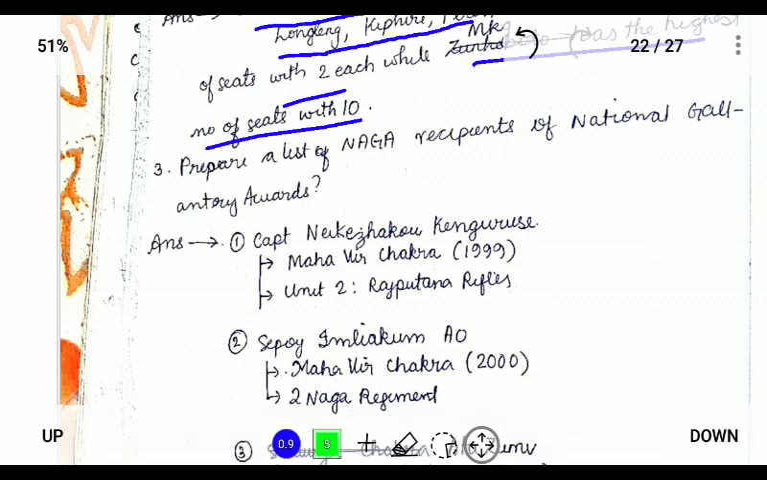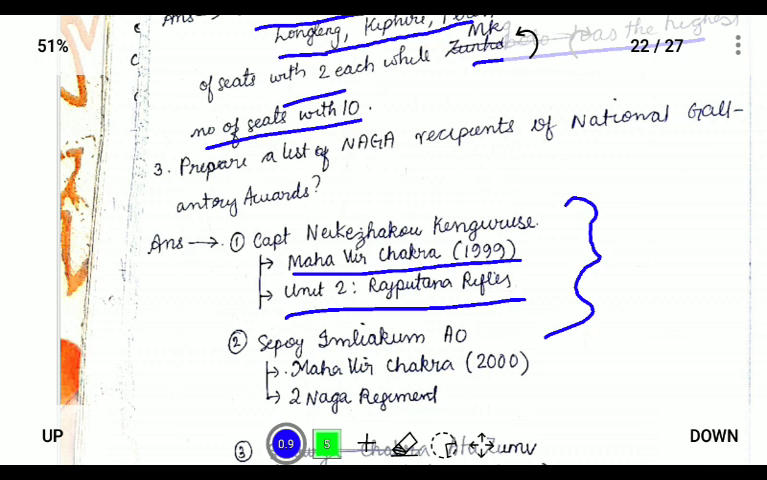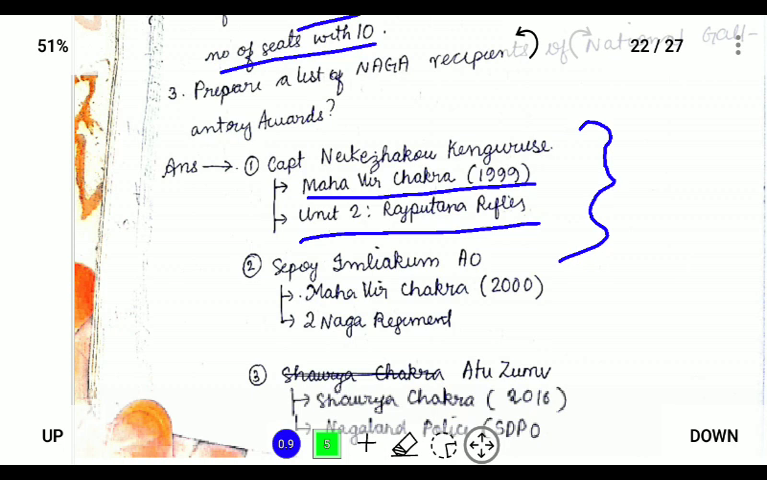Next, prepare a list of Naga recipients of National Gallantry Award. So the question is trying to ask how many Nagas have won Gallantry Award at the national level. So the first person to remember is Captain Neikezhakuo Kengurüse. He was awarded the Mahavir Chakra in 1999, and he belonged to the Rajputana Rifles, and he was very famous during the Kargil War of 1999, where he was martyred, and he received posthumously the Mahavir Chakra.